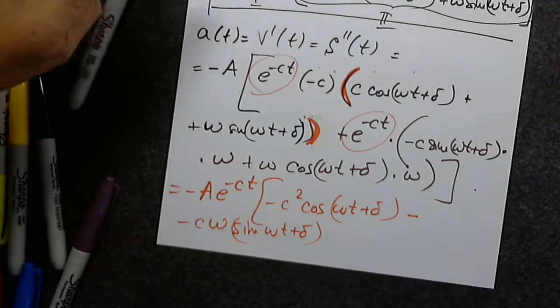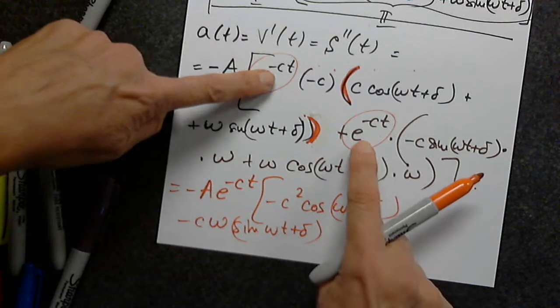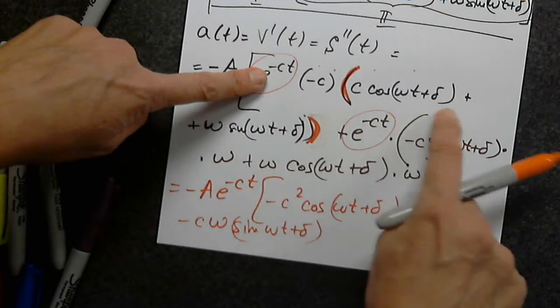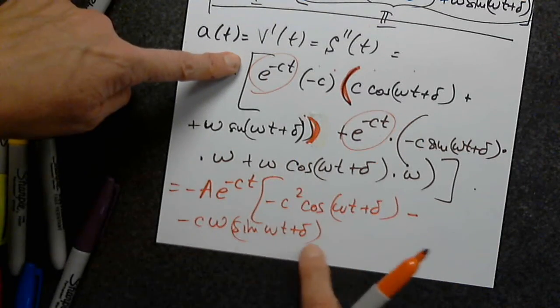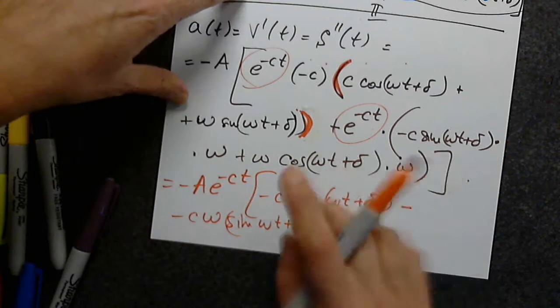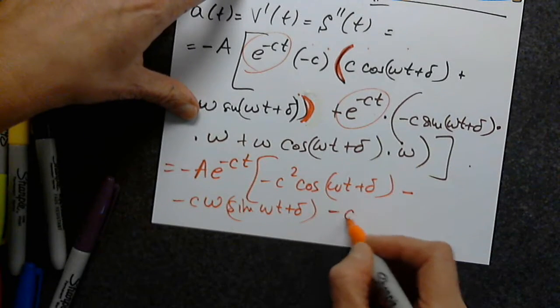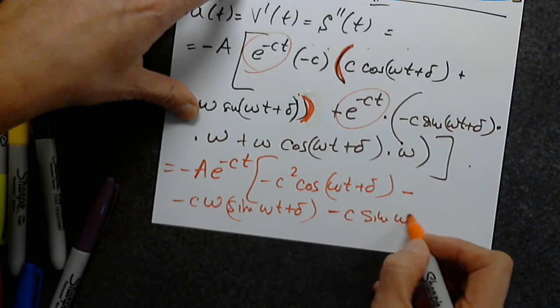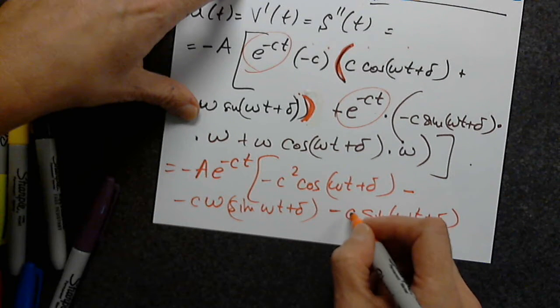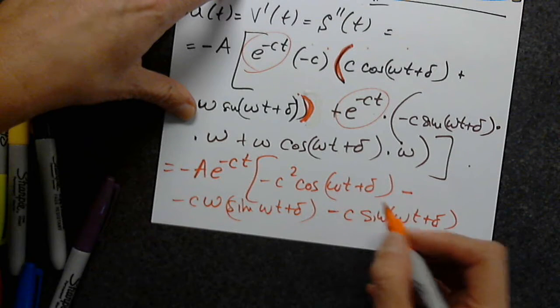So let's double check what I did. I pulled out e to the negative ct and I distributed negative c to this term and negative c to this term. Now I'm here, since this is out, I don't have to distribute anything. So it's negative c sine omega t plus delta.